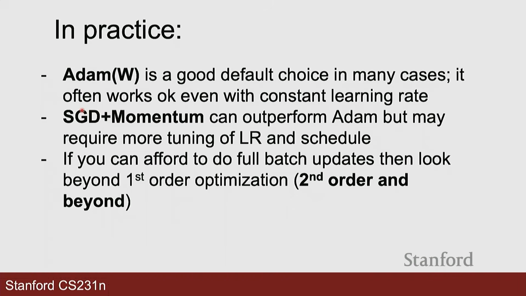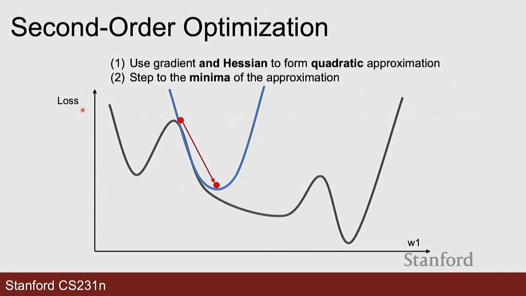If you're doing a full batch update where at each step you can fit basically your entire training set into your batch size, you might want to look beyond first order optimization into second order and beyond, because it seems like your data set's not very large, or maybe your model is not very large, and you could potentially benefit from having these non-linear update steps and computing more sophisticated strategies for trying to find the minimum here.